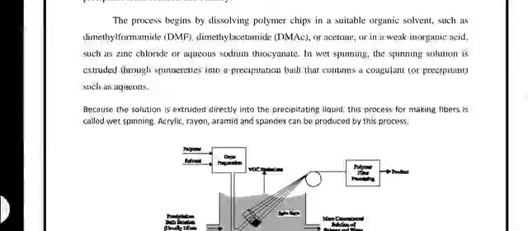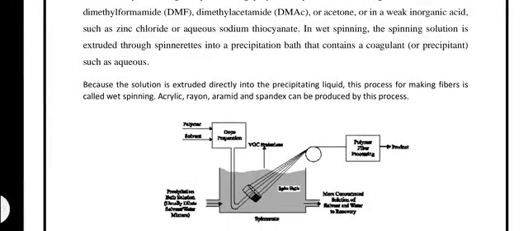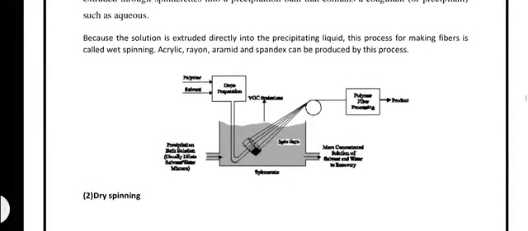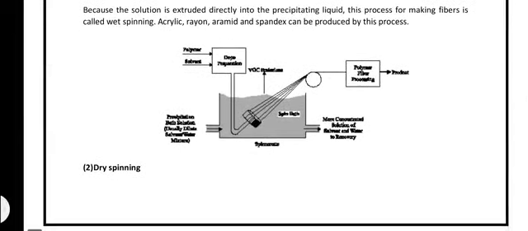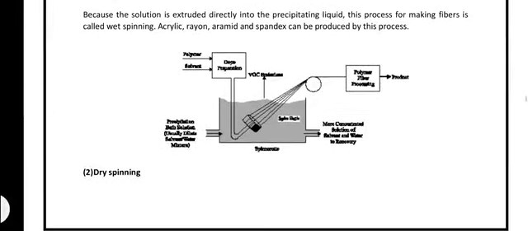The process begins by dissolving polymer chips in a suitable organic solvent, such as formamide, dimethyl acetamide or acetone, or in a weak inorganic acid, such as zinc chloride or aqueous sodium thiocyanate. In wet spinning, the spinning solution is extruded through spinnerets into a precipitation bath that contains a coagulant, such as aqueous. Because the solution is extruded directly into the precipitating liquid, the process for making fiber is called wet spinning. Acrylic, rayon, aramid and spandex can be produced by this process.